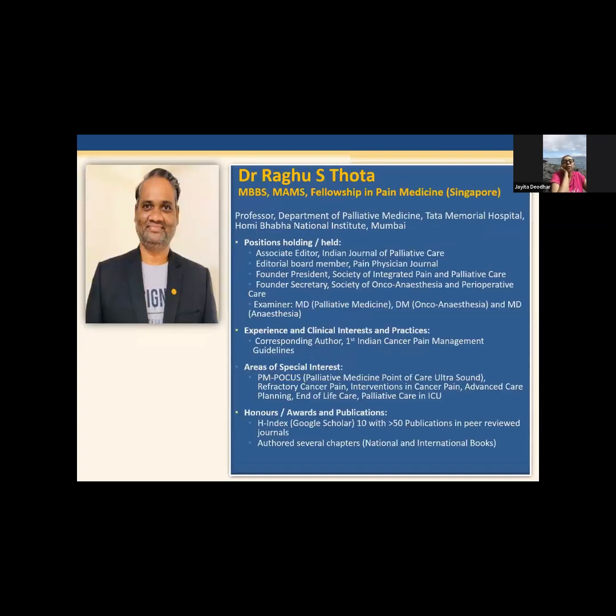To moderate the session, we have Dr. Raghu S Thota, who is a professor in the Department of Palliative Medicine at Tata Hospital. He has a good experience of anesthesia. He's an expert in pain management and interventional pain management, and his real area of interest is focus, and we're all working very hard to get that into our department. His other achievements you can see on the slide there, and he will be moderating this session. So over to you, Dr. Ashwini and Dr. Raghu.